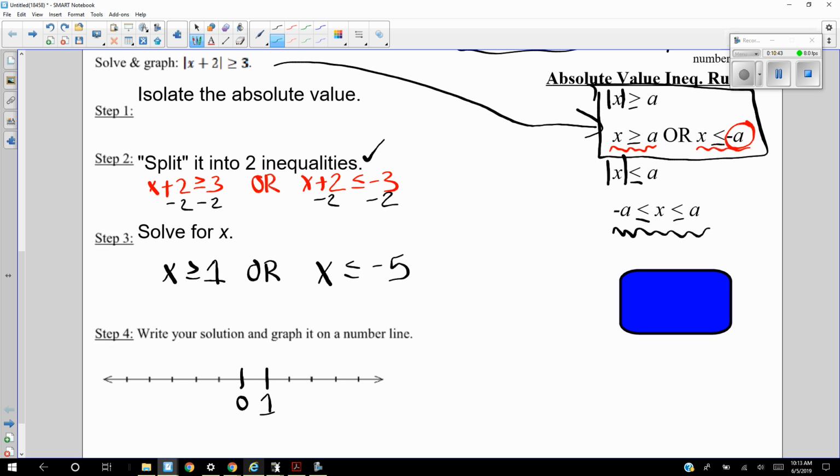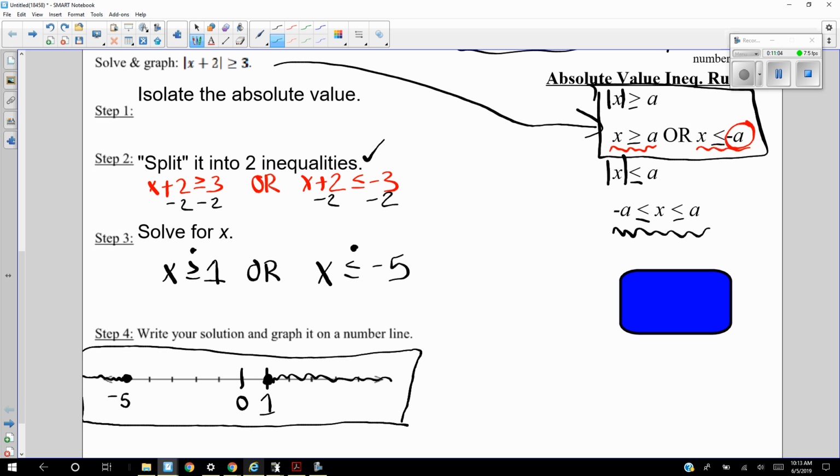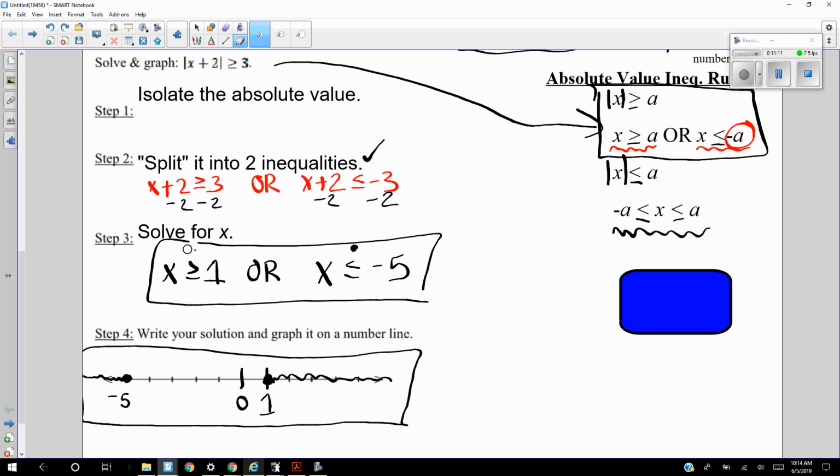These are going to be closed dots, and that's because the "or equal to" symbol is there, so we have to include 1. We're going to shade everything greater than or equal to 1, or less than or equal to -5. So this is the answer graphically, and this is the answer as an inequality that we used algebra to solve. So let's try the other type of problem.